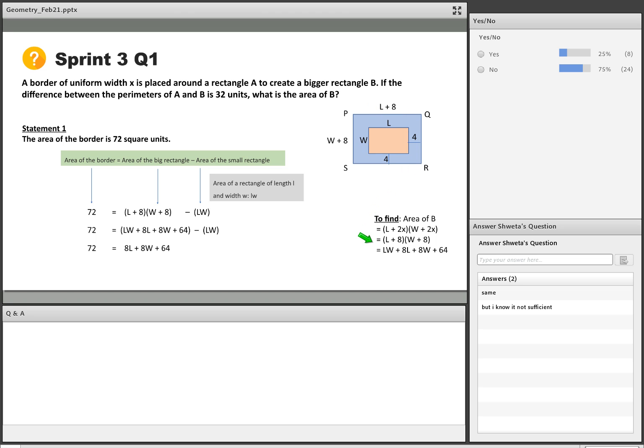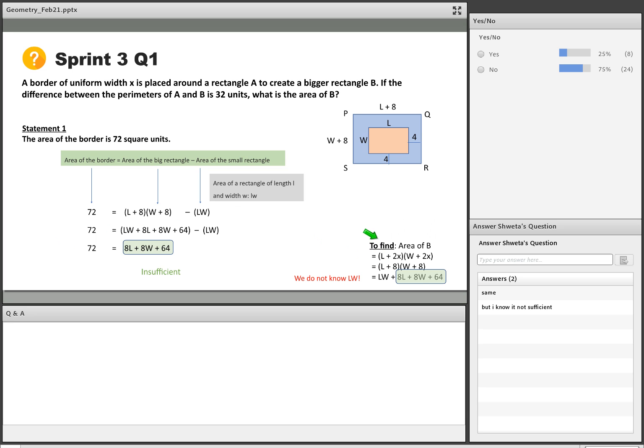Now L plus 8 times W plus 8 does not really match what we have here. How do I see something like this? Well, I multiply this in. This becomes LW plus 8L plus 8W plus 64. Yes, I see a part of it, but I don't see the whole of it. What part do I see? It's this much, this green part here.